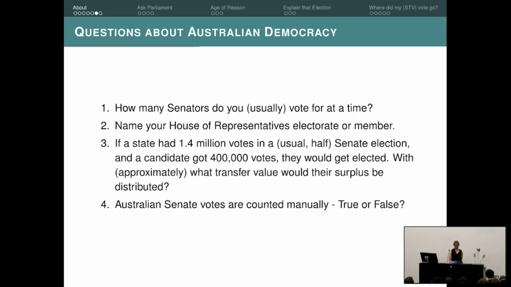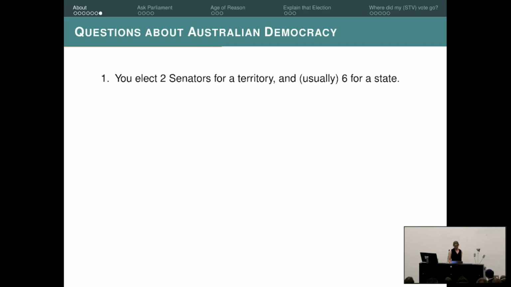All right, question 4. And again, this is probably the wrong crowd for this question, actually. Australian Senate votes are counted manually, true or false? Oh, that's true. The first preferences are counted manually. Okay, very true. All right, now we're going to do the answers.